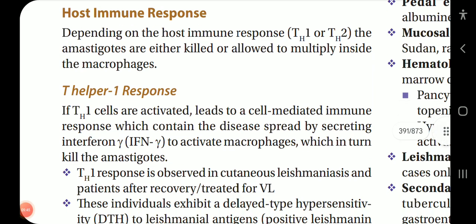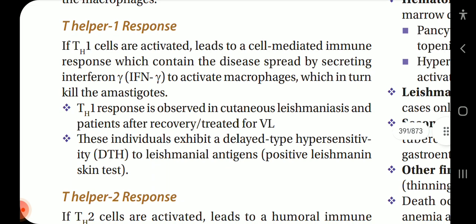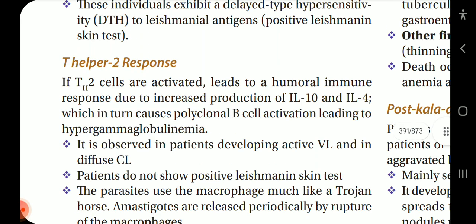The host immune response. Depending on the host immune response, Th1 or Th2, the amastigotes are either killed or allowed to multiply inside the macrophages. Th1, T helper 1 response: when these cells are activated, it leads to a cell mediated immune response which contains the disease spread by secreting interferon gamma to activate macrophages, which in turn kill the amastigotes. Th1 response is observed in cutaneous leishmaniasis and in patients after recovery treated for VL. These individuals exhibit a delayed type hypersensitivity, DTH, to leishmanial antigens, a positive leishmanin skin test.